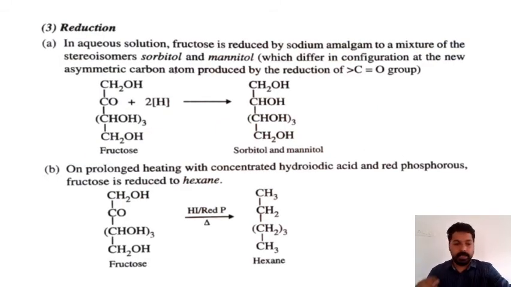Next, similar to glucose, we can see some reductions of fructose. Fructose can be reduced by sodium amalgam to a mixture of stereoisomers called sorbitol and mannitol. That is the reduction. Similarly, fructose on prolonged heating with hydrogen iodide and red phosphorus can give normal hexane also. It is a reaction similar to glucose.